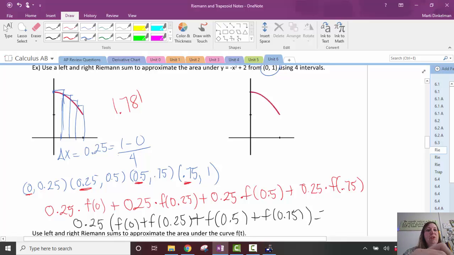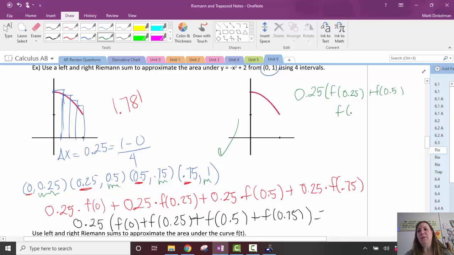For this example 2, I'm going to use the right Riemann sum. So I'm going to come back over here and pick the right x-coordinate from each of the intervals that I used down here. It's going to be really similar. Each of the widths is going to be 0.25, but this time I'm going to need f of, instead of 0, 0.25, and then 0.5, and 0.75, and then 1.